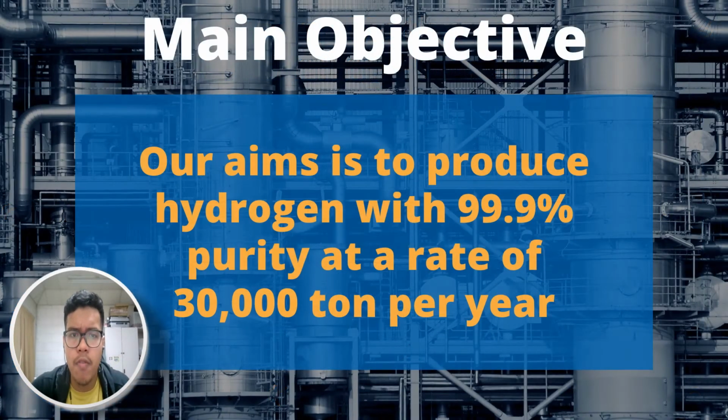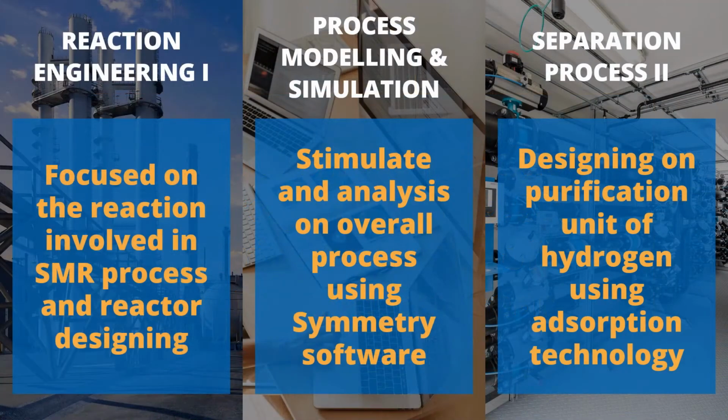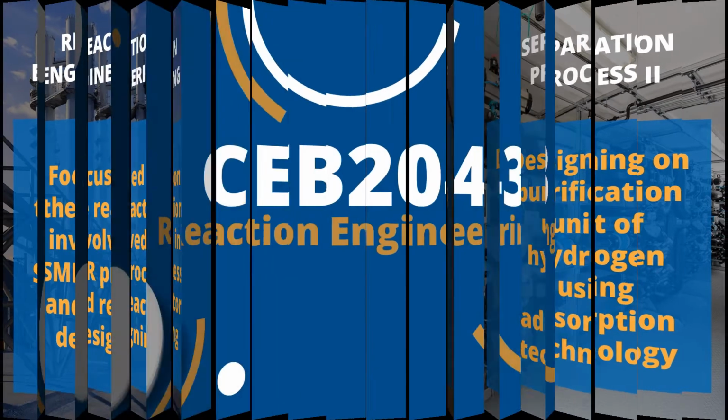The main objective of this project is to produce hydrogen with 99.9% purity at a rate of 30,000 tonnes per year. For CEB2043, Reaction Engineering 1 will be focused mainly on the SMR reactor process, while for CEB2053, Process Modeling and Simulation will be focused on simulating the overall process in simulation software and performing case study analysis on the reactor section. And finally, for CEB2063, Separation Process 2 will be focused on the H2 enrichment unit, where absorption technology will be implemented to further purify the hydrogen.